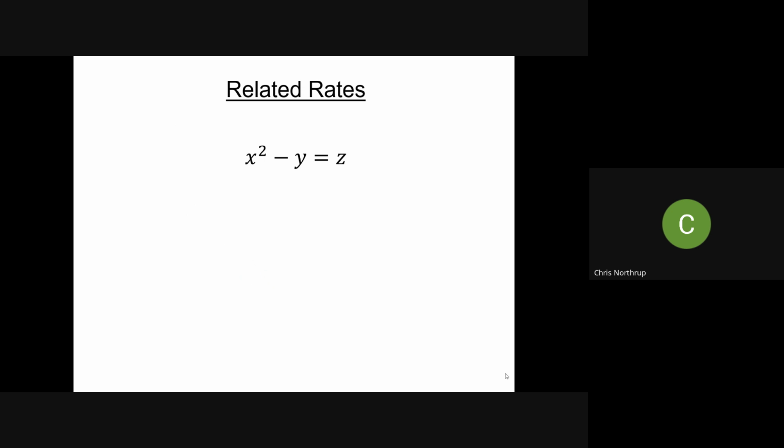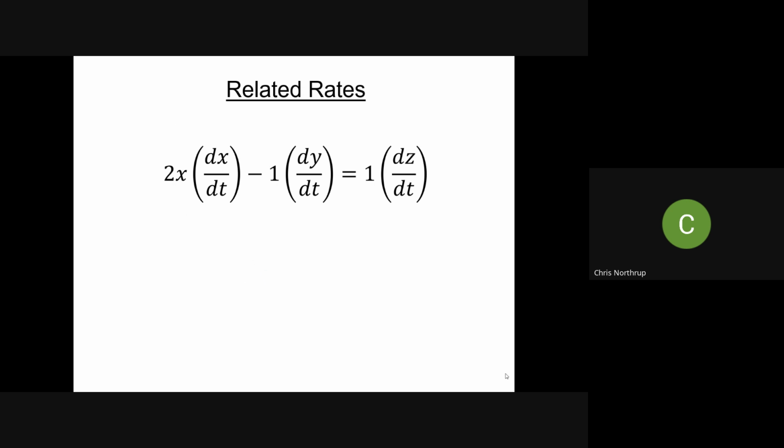Just as a quick refresher on doing different implicit derivatives, I did want to mention we are typically going to be differentiating with respect to t because a lot of our problems are going to be dealing with time. So let's say I had this equation with a bunch of different variables and I differentiated with respect to t. I just apply d/dt to both sides, use all of my correct derivative rules. Any variable that is not a t, I need to have d, that variable, over dt. So it would look something like 2x dx/dt minus 1 dy/dt equals 1 dz/dt.